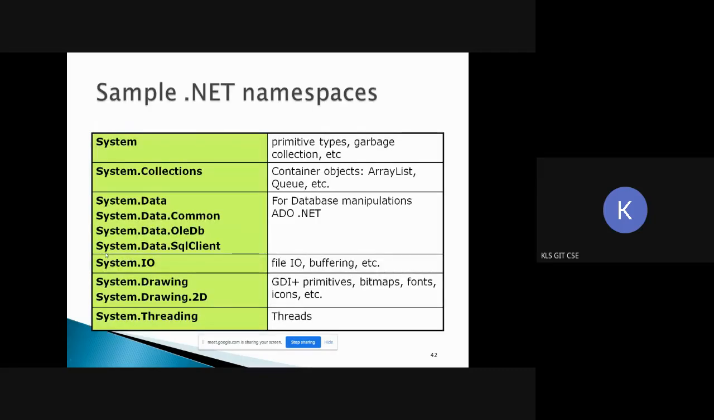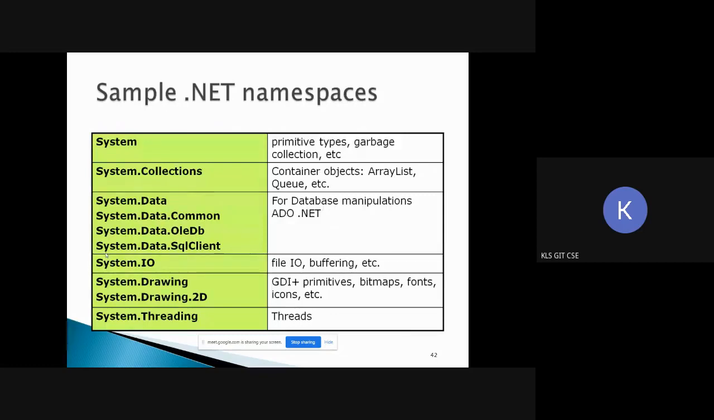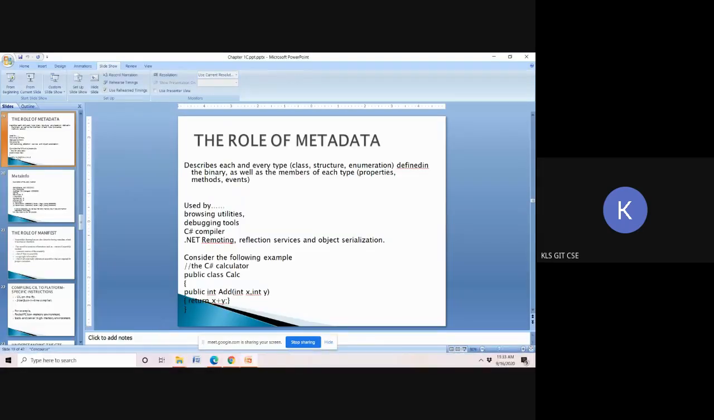So these are some of the namespaces. We have already seen some of them here. This is just a table that I took. System has primitive types, garbage collection. So even if you say using System, you get all of this. System.Collections, all these things. System.Data, Common, OleDb, SqlClient for database manipulations, IO for file IO, Drawing.Drawing2D for bitmaps, fonts, icons, System.Threading. Okay, so that is about bitmaps and namespaces.